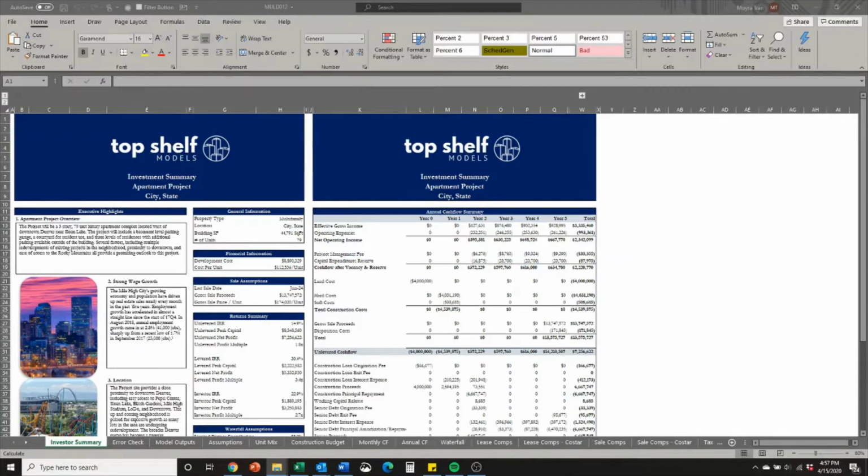Today we are going to be talking about general vacancy and credit loss. To begin, let's start with the definition. General vacancy is the percentage of available units that are unoccupied during a particular period of time. The vacancy rate is the opposite of the occupancy rate, and instead of showing how many units are unavailable, the rate shows how many units are available.